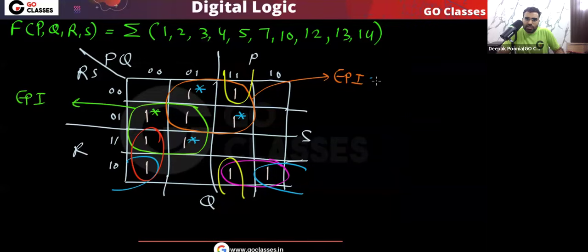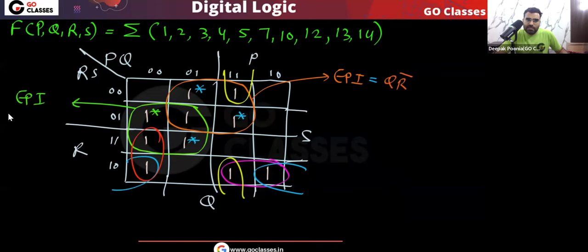Now, what are the product terms? You can see, for this orange EPI, what is the product term? This is in the area of Q and R bar. So that is R bar Q, or Q R bar, because the order of variables is PQRS. So I can say QR bar.